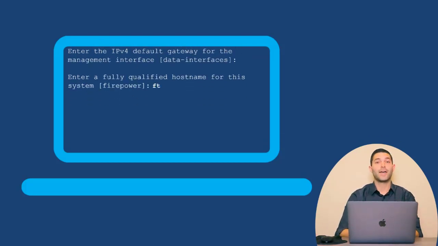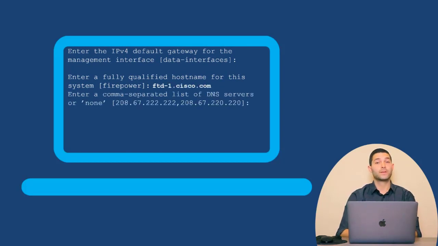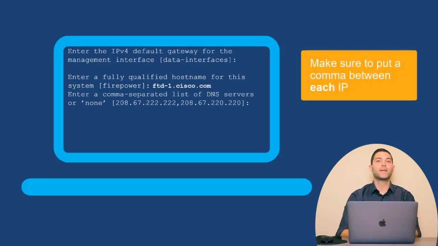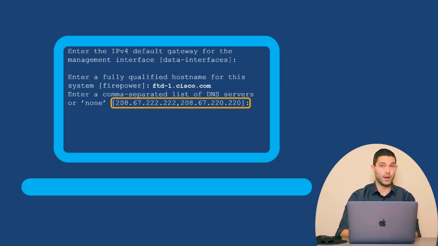Now we'll give it a fully qualified domain name or FQDN for the system. I'm going to call this ftd-1.cisco.com. Press enter to accept the DNS server offered or enter your own. If you enter your own, make sure you put a comma between each server IP. This default list of DNS servers comes from Umbrella, which is an encrypted DNS solution.